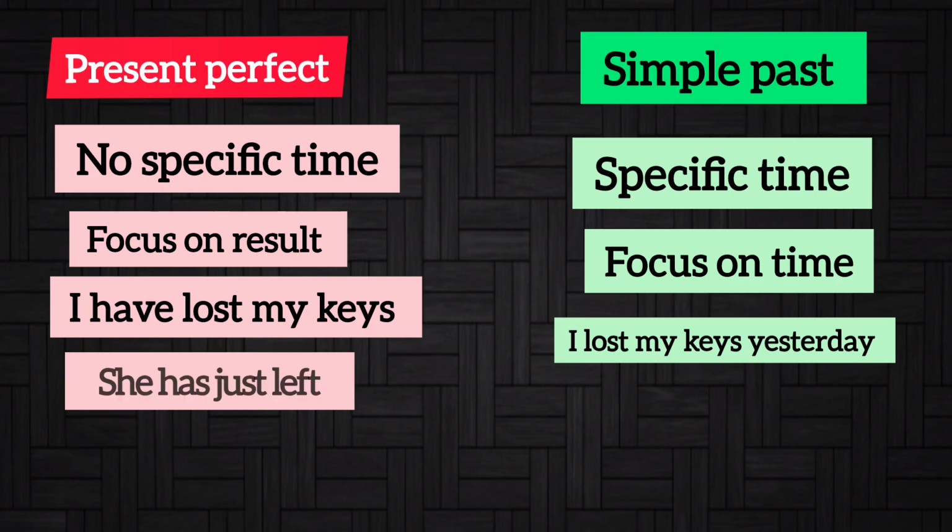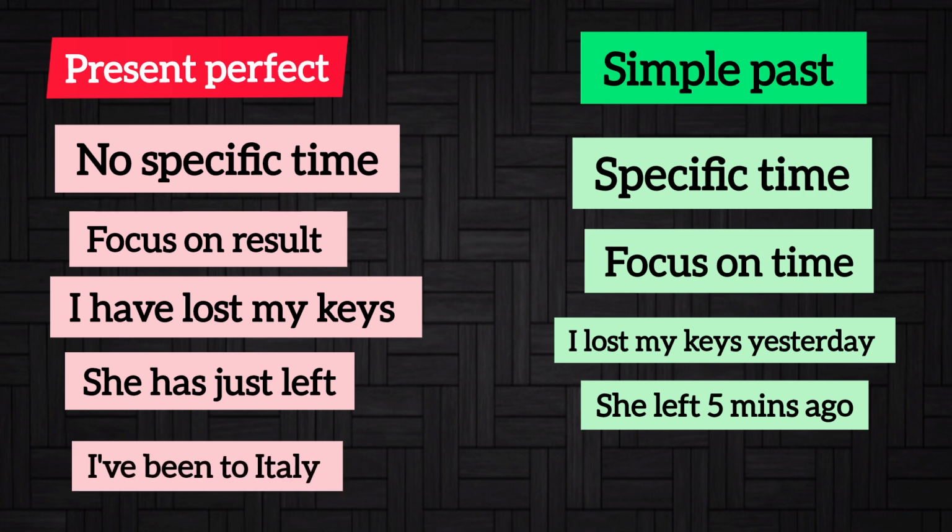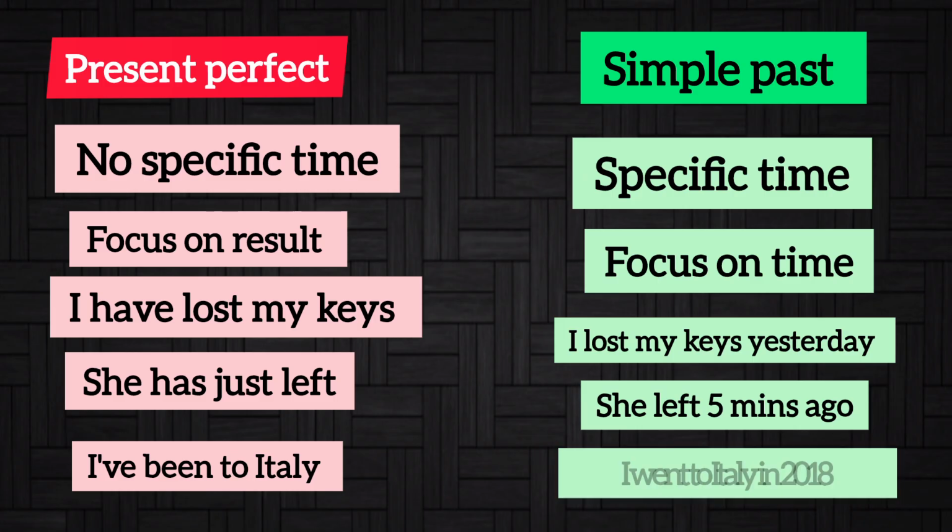She has just left. This is present perfect. And she left 5 minutes ago. Like, she has left, no link with the present. I have been to Italy. It's an experience, a lifetime experience somebody is sharing. But with simple past, we can say, I went to Italy in 2018. The stress is on time.